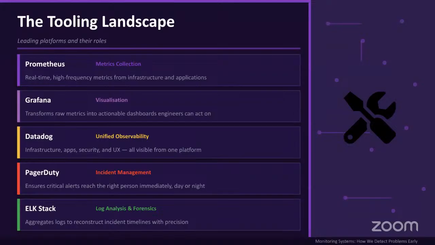And we also have the ELK stack. It helps store and analyze logs so that teams can investigate issues. So these tools work together to give full visibility into systems. It also helps to alert the right person when things go wrong.